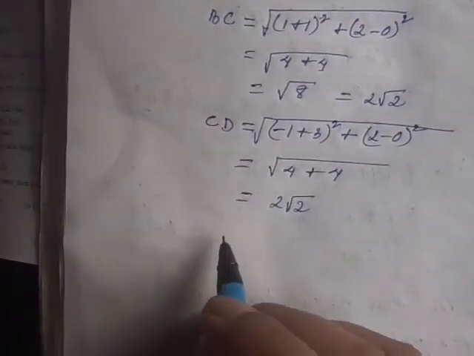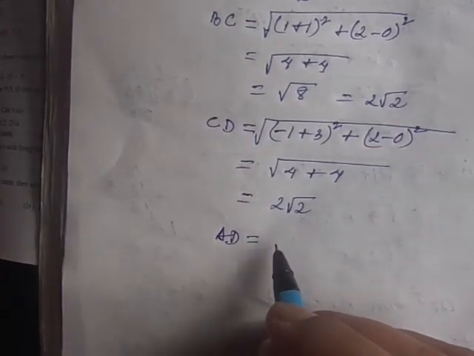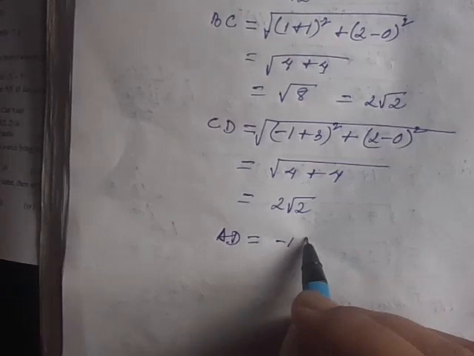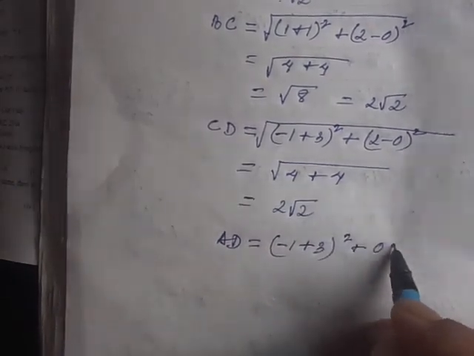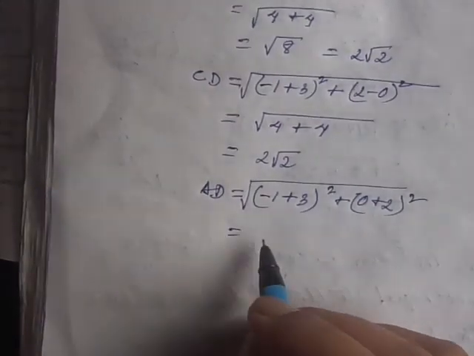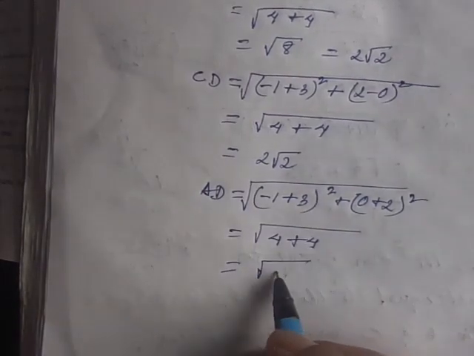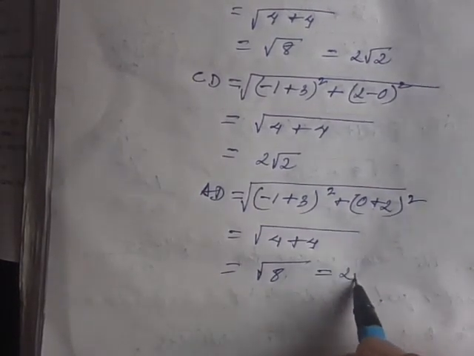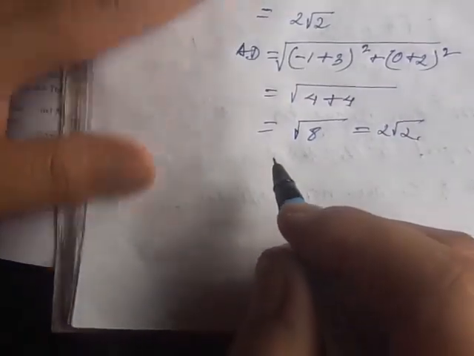root 2. Then here ED, so the bigger one is minus 1 plus 3 whole square, then plus 0 plus 2 whole square. So it seems we get the same all here. That means root 8, so it's equal to 2 root 2. Now as I said, we have to find the two diagonals also.